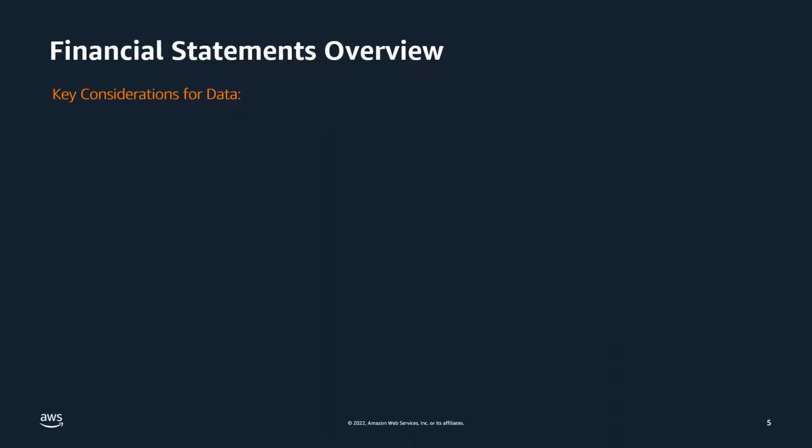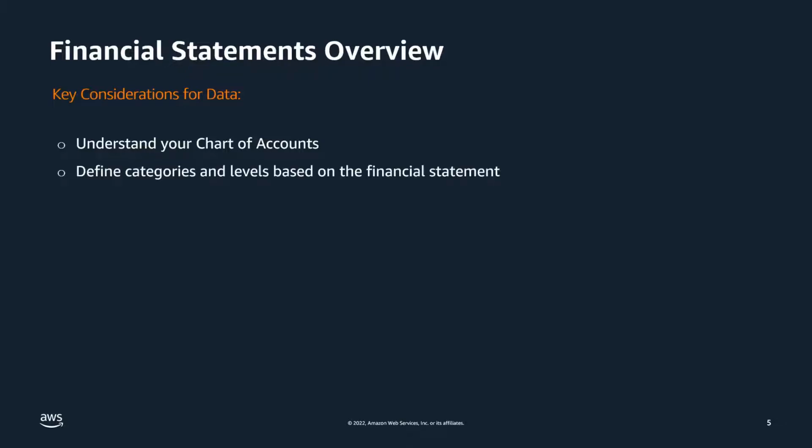Okay, so we will now look at some of the key data requirements and considerations that one should address as part of financial reporting. The first one is understanding your company's chart of accounts and how they are mapped to your financial statements. Once the mapping is understood, you can get to the categories and levels for the financial statements, either from the source system or define it as part of your ETL process.